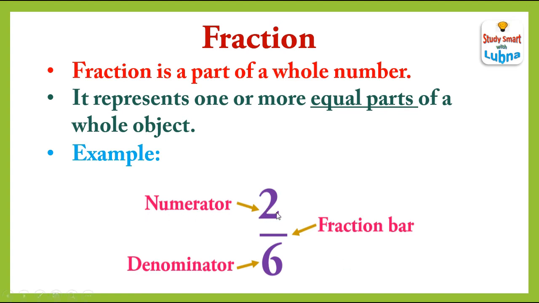The top value is called the numerator, which is 2 here, and the bottom value or number is called the denominator, which is 6 here. And this bar is called the fraction bar or the division bar. And we read this fraction as 2 upon 6.